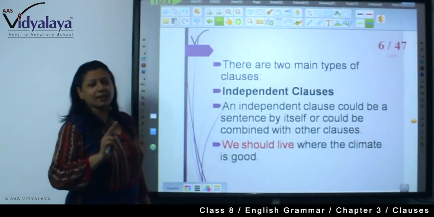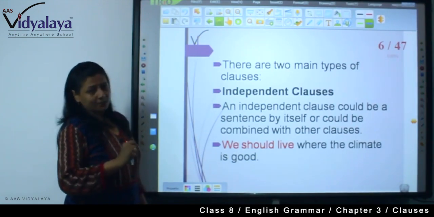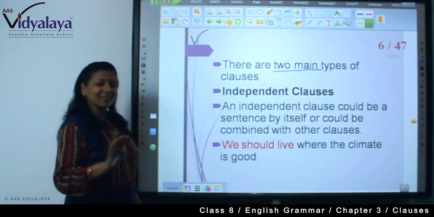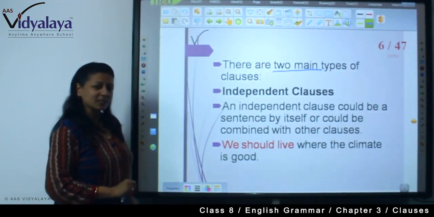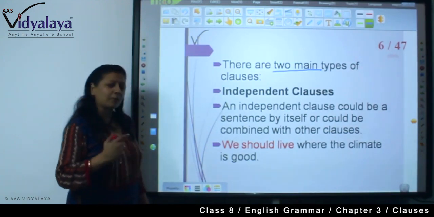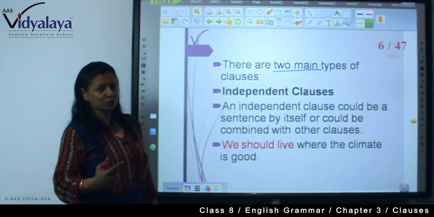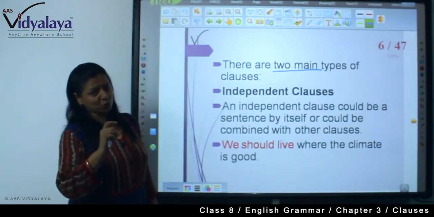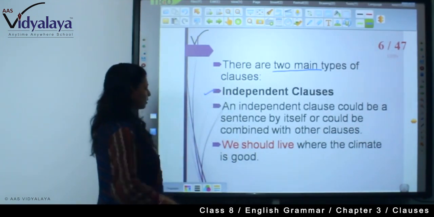There are two main types of clauses. Now we are coming to the types of clauses. Two main types. What are those? Independent clauses. An independent clause could be a sentence by itself or could be combined with other clauses. Just as in the previous slide I showed you, there are two clauses, those were independent clauses and they were joined by but. So in the same way, this is called independent clauses.